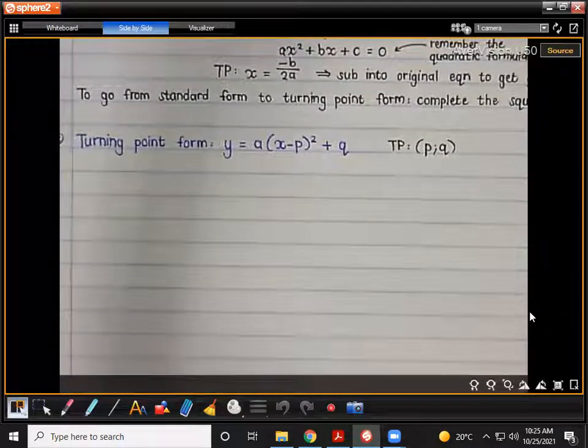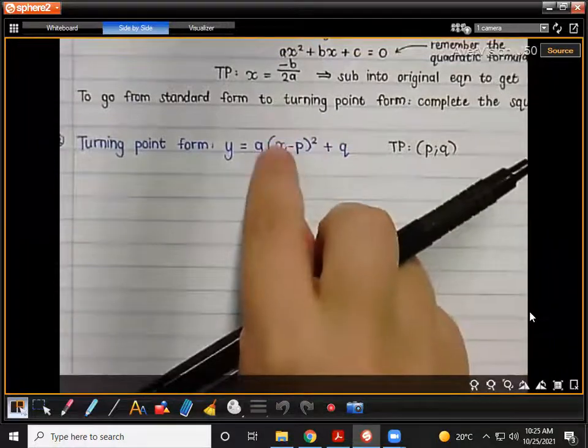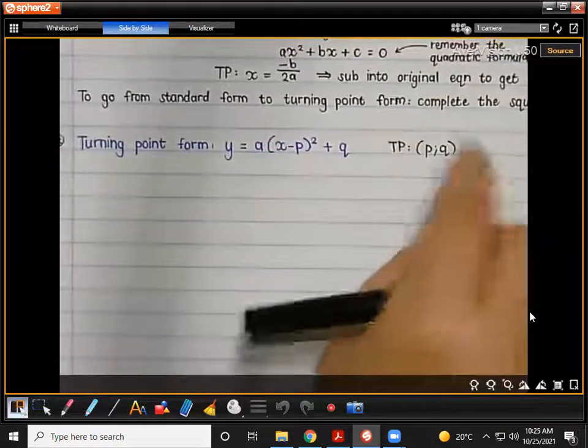You can read the turning point off. And this is similar to when we did the circles, analytical circle geometry. We got the center of the circle in a similar way. You guys remember we had an x minus a squared and a y minus b squared, and AB was the center of the circle. Same thing here. PQ is the turning point.